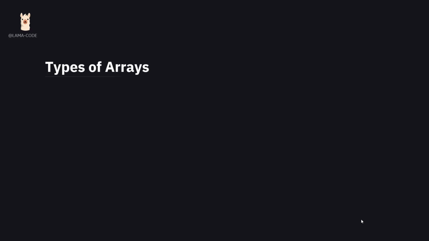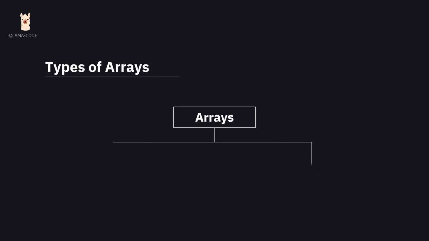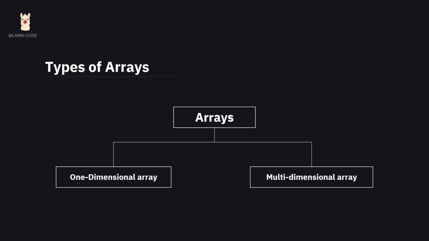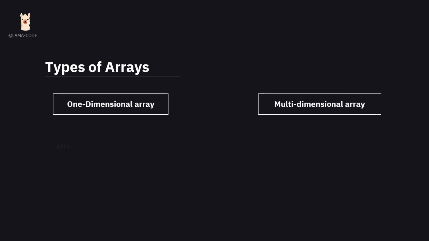And in Java, we primarily work with 2 different types of arrays. We have one-dimensional array and multi-dimensional array. So a one-dimensional array is like a single row of elements, while a multi-dimensional array can be visualized as a table or matrix with rows and columns. So let's break it down further with some examples.